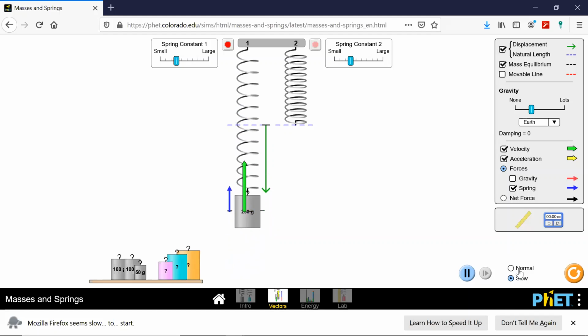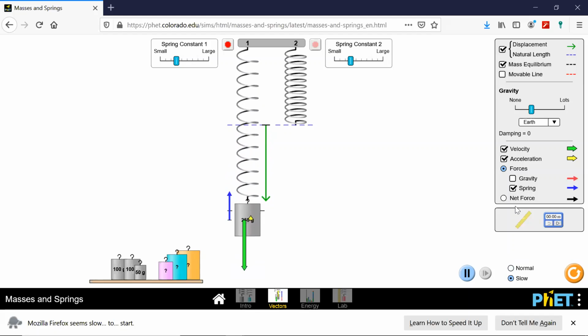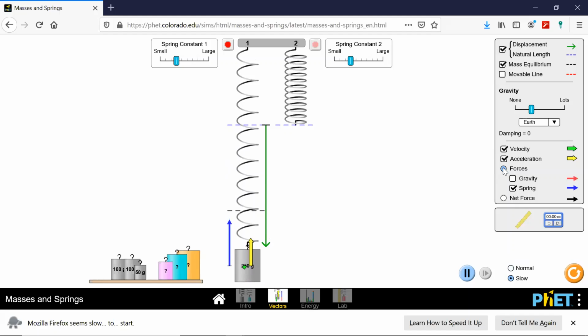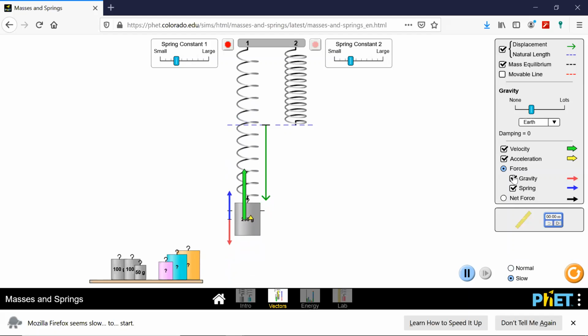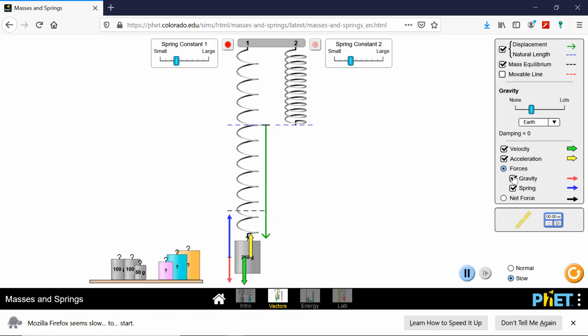If I press on normal, you see at the bottom right of the screen, it's really hard to see how these vectors are changing. When I click on slow, it's much easier. Is gravity ever zero? Gravity is red. What's the answer to that? No, it's not ever zero.